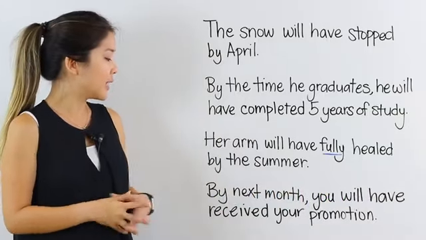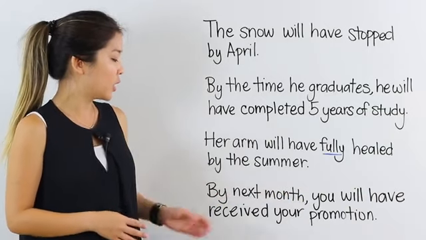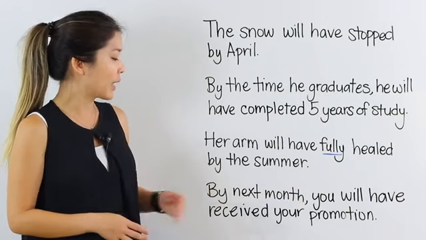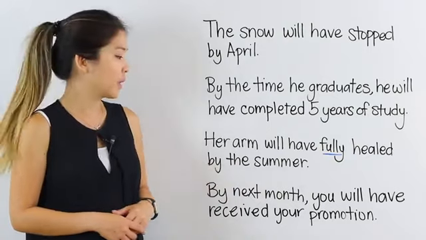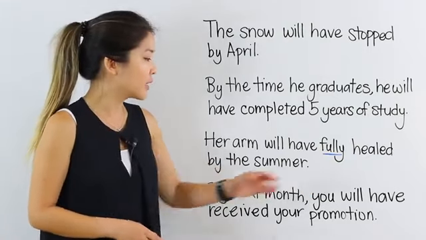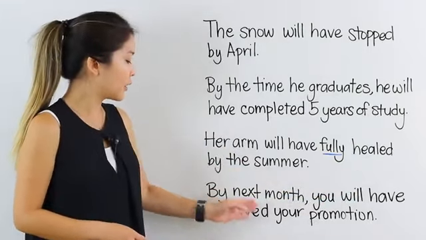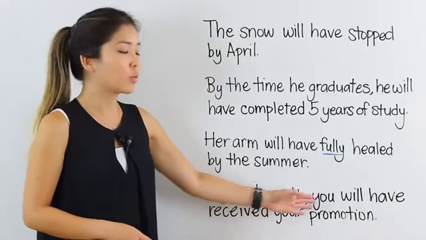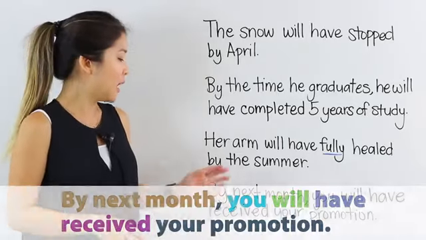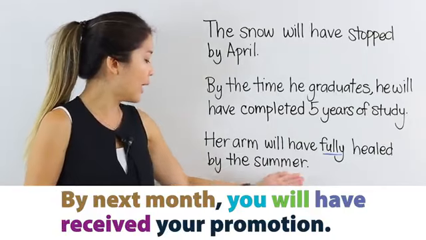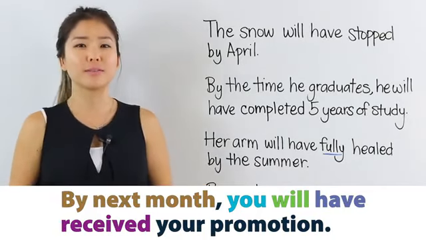The last sentence says, by next month. So here we see by and the time at the beginning of the sentence. You, that's the subject, will have received, there's the past participle, your promotion. Again, by next month, you will have received your promotion.